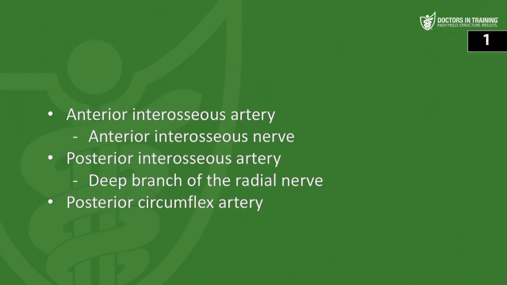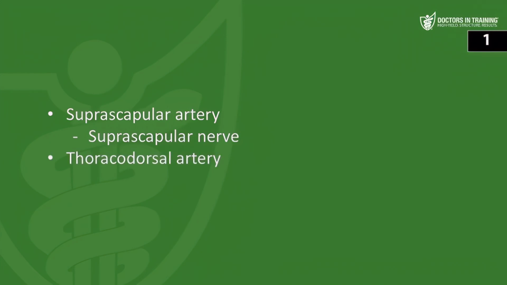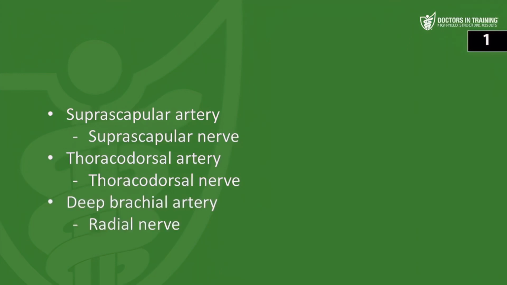Next we have the posterior circumflex artery. That's going to run with the axillary nerve. Next we have the suprascapular artery. That's going to run with the suprascapular nerve. Next, thoracodorsal artery runs with the thoracodorsal nerve. Deep brachial artery runs with the radial nerve.